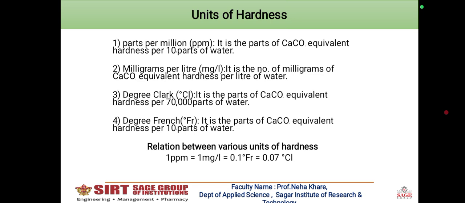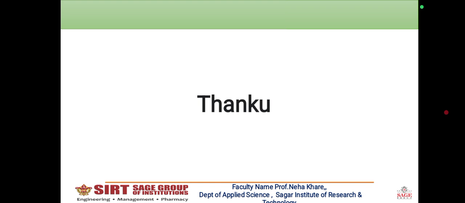Then we come to units of hardness. The different units of hardness are: first, ppm, meaning parts per million; second, milligram per liter; third, degree Clark; and fourth, degree French.